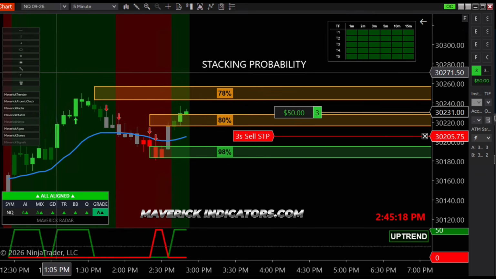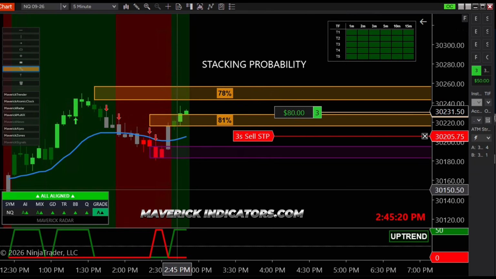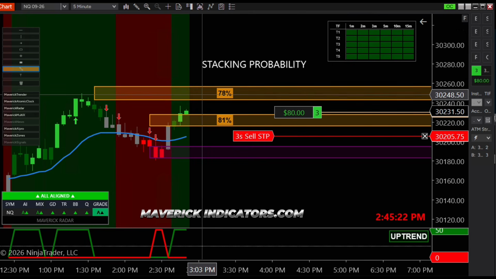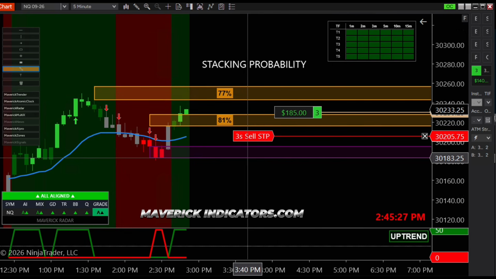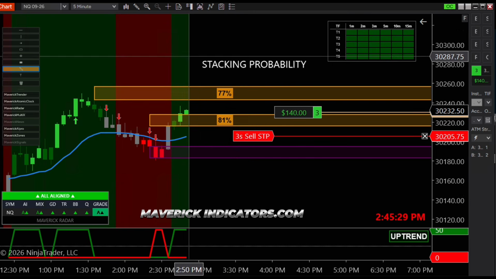We're not just taking one signal. We're looking at all these beautiful colors that the Maverick indicators are giving us. By the way, all our indicators in the Ultimate Edge bundle work on NinjaTrader and TradingView. And we're putting it all together. That's what we're doing here.